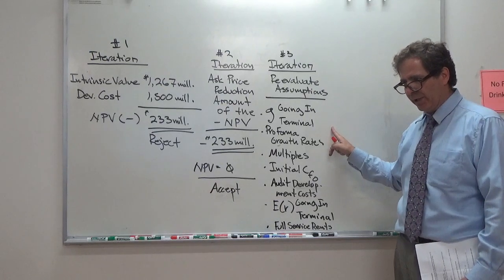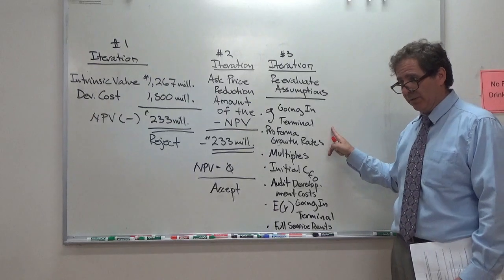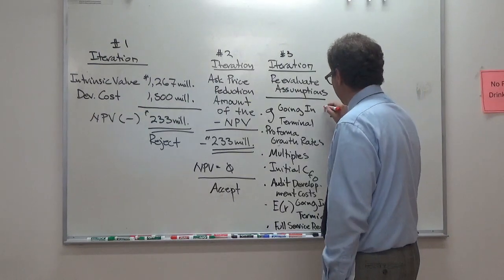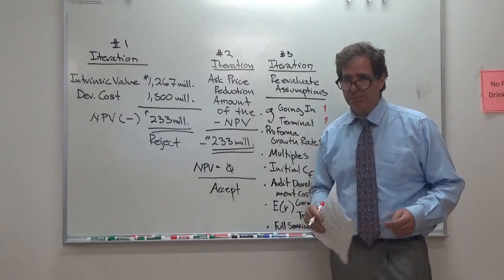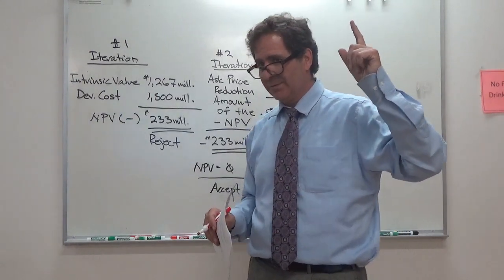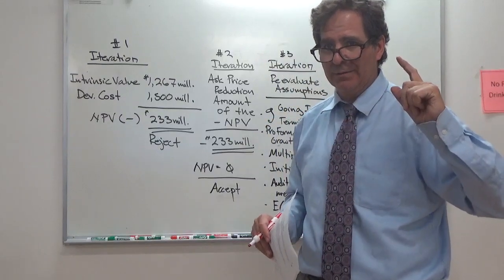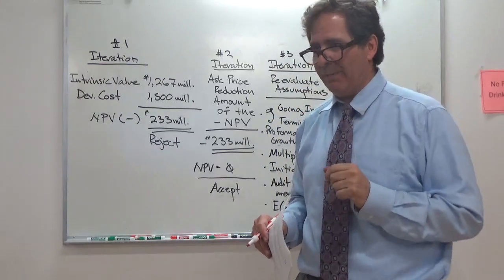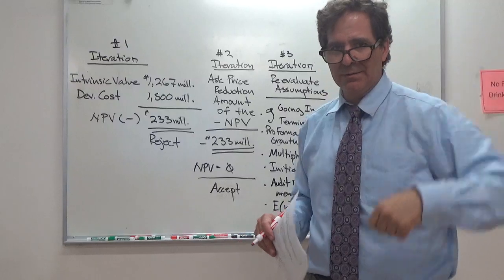If I go back and reevaluate the cash flow growth rates and revise them up, what's going to happen to the present value? It's going to go up. Net present value, up. Internal rate of return, up. Payback period, down. Got it?